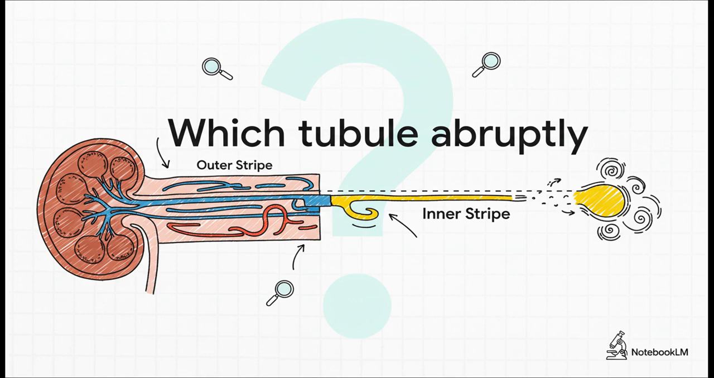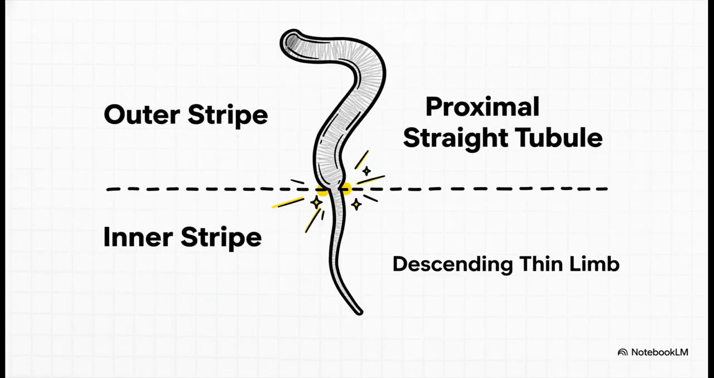Okay, trap number 2. Let's move up just one level. We're right at that critical border between the 2 stripes of the outer medulla. Imagine you're walking from the outer stripe into the inner stripe, and one particular tubule just hits a wall. It completely vanishes. Which one is it? And the answer is the proximal tubule, specifically the last part of it, the proximal straight tubule, or PST. That border is literally marked by the end of these tubules. The moment you step into the inner stripe, all those proximal tubules are gone.